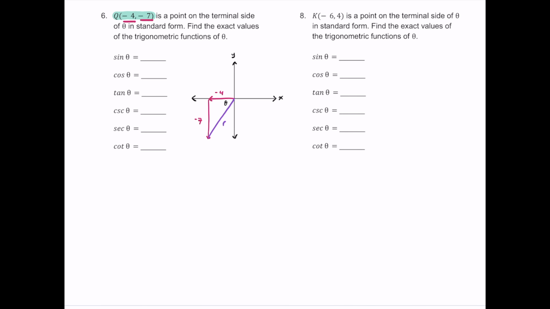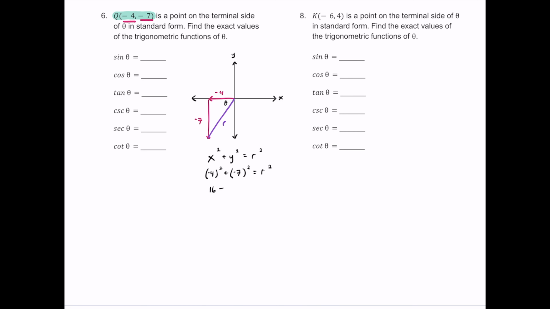All right, so let's figure out r. We have x squared plus y squared is equal to r squared. X is -4, so -4 squared plus -7 squared is equal to r squared.